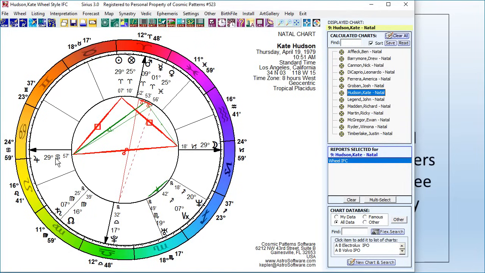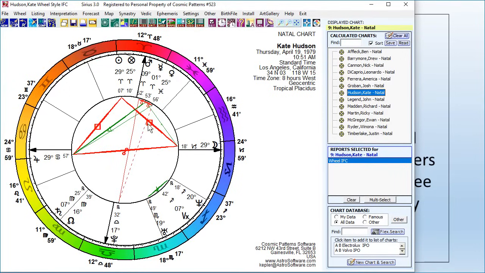Jupiter has a little bit weaker aspect because Moon is 29 degrees 18 minutes. Sun is 29 degrees 7 minutes. Very close. And Jupiter's a little bit later at 29 degrees 57 minutes. It's still under a 1 degree orb.